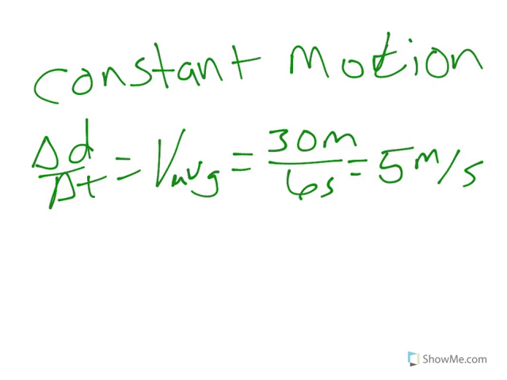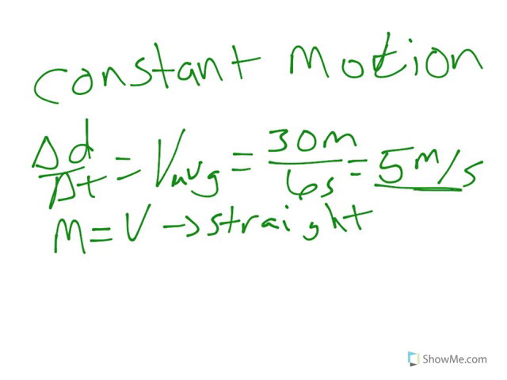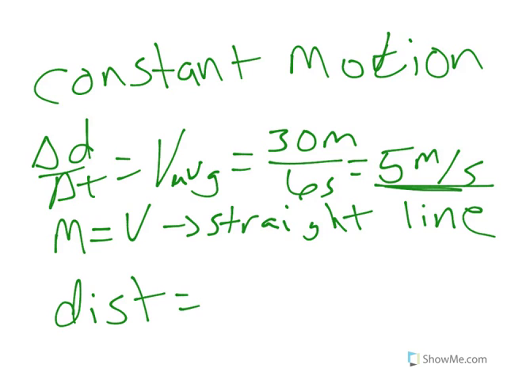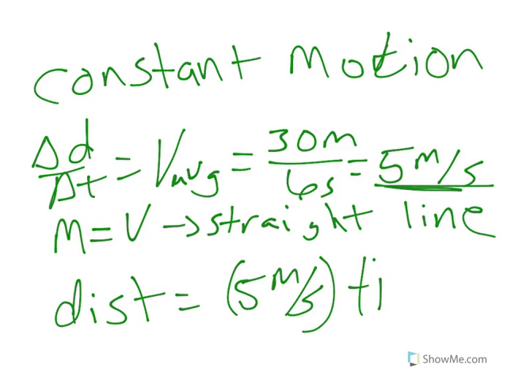And then lastly, write an equation describing the relationship between position and time. Well, we just figured out that the slope of that line was also the speed, because remember that the slope on a position versus time graph is equal to the velocity, if it's a straight line. So that means that this is your slope. If I wanted to write this, I could write it as distance equals 5 meters per second times time.